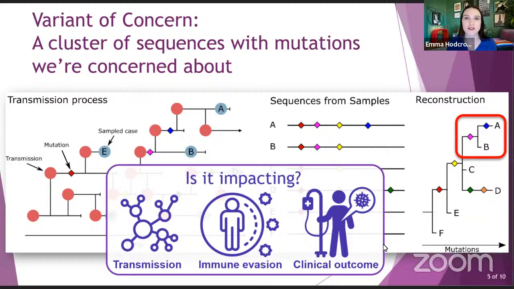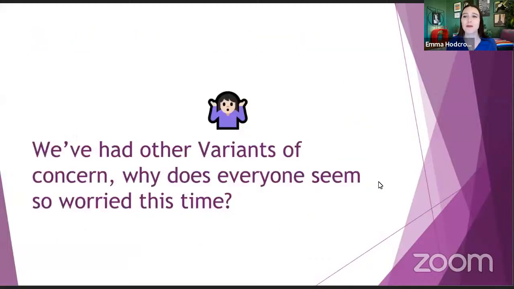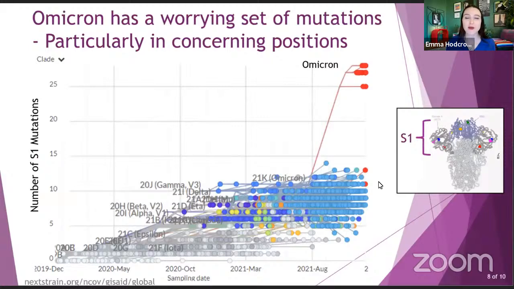Now, each of these variants of concern has these specific mutations, and this is what allows us to track and identify them. We can look for that unique pattern of mutations and be very confident when we get a new sequence, whether it falls into one of the existing variants of concern or a new one, like Omicron, when we identify it. But we've, of course, had many other variants of concern. So why does everyone seem so worried about Omicron this time? Well, with Omicron, it has a very worrying set of mutations, and quite a few of them, and a lot of them are in concerning positions.